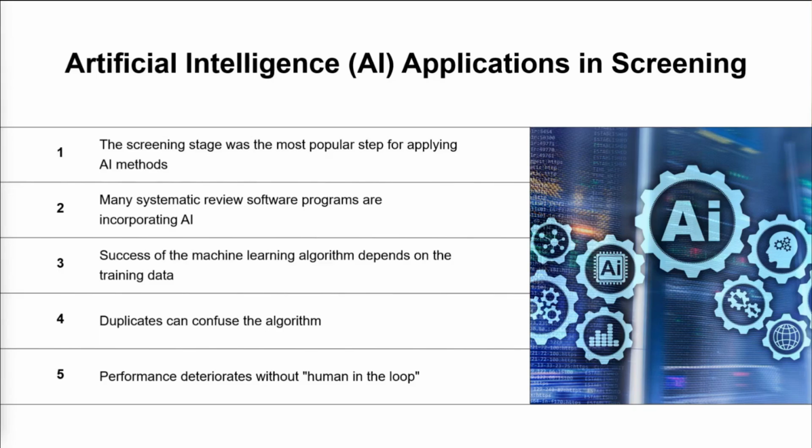This next point might be of interest to people, might not. A lot of these software programs are incorporating AI. A lot is changing, but from the literature so far, the screening stage was the most popular step for applying AI methods, and more and more software programs are incorporating AI. We know some of the general concepts: the success of the algorithm really depends on the training data, and duplicates can confuse the algorithm. This is probably something we don't always think about because a lot of the programs already deduplicate for us. And a general finding is that performance really deteriorates without some human input, or what they call human in the loop.